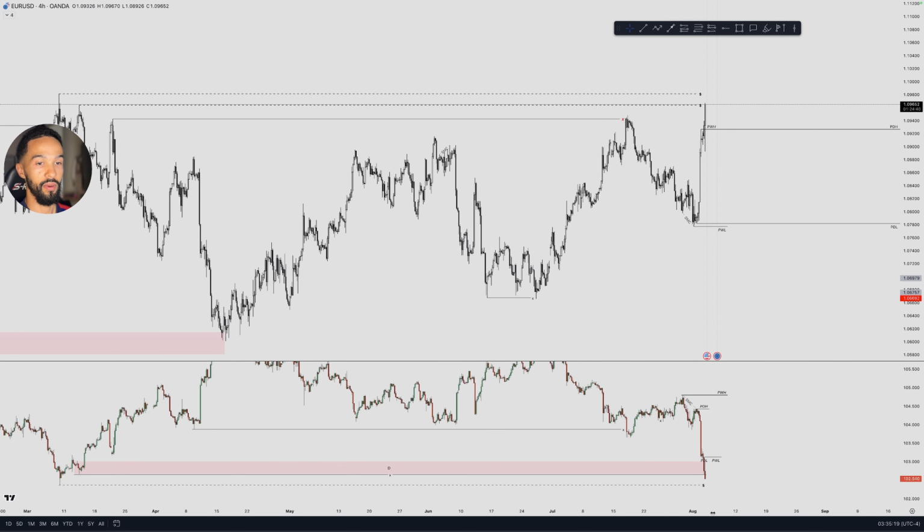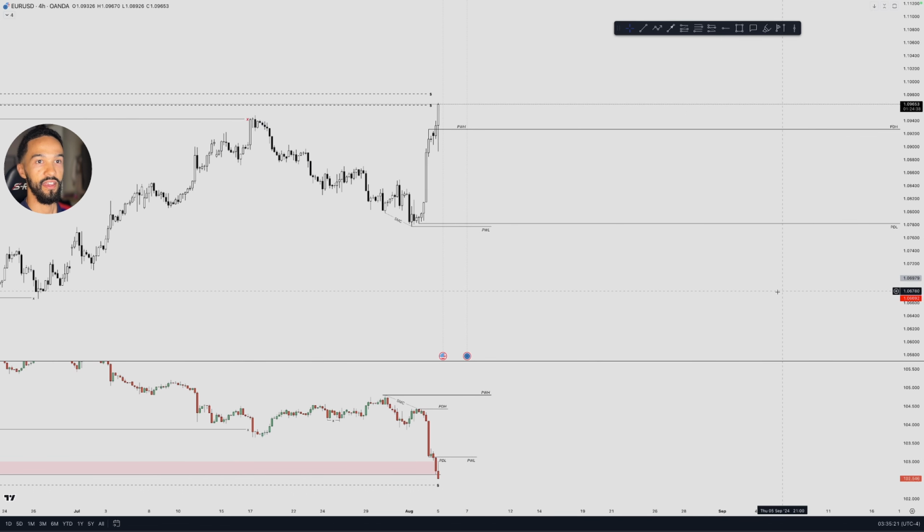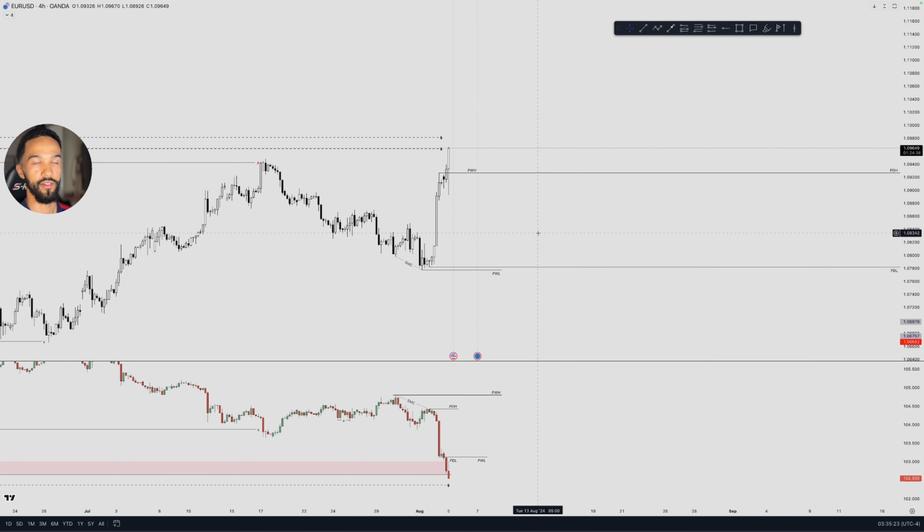So where my bias is going currently is counter trend. Of course, we're clearly bullish. However, we are in a premium. We've just taken buy side liquidity. We've just created a new high. We're taking sell side liquidity on DXY. So I'm expecting a pullback.